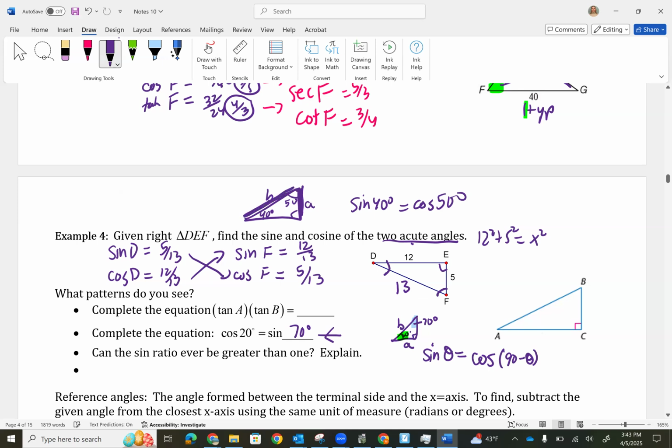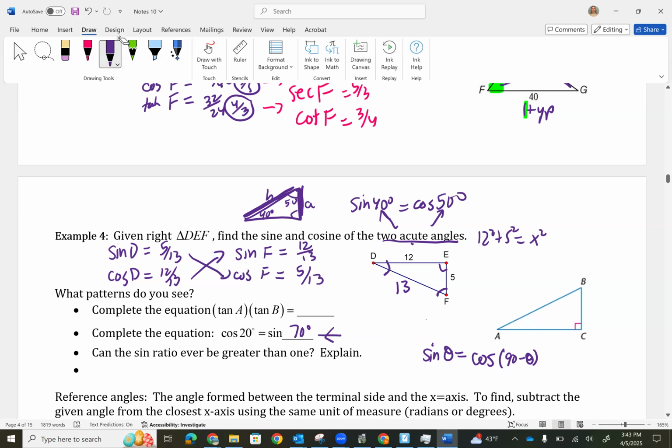And so as long as these are complements of each other, the sine of one angle equals the cosine of its complement. And you could try that on a calculator, type in sine of 40, see if it equals the cosine of 50. And they will. Okay, so the sine of one angle equals the cosine of its complement. So that's some math there.